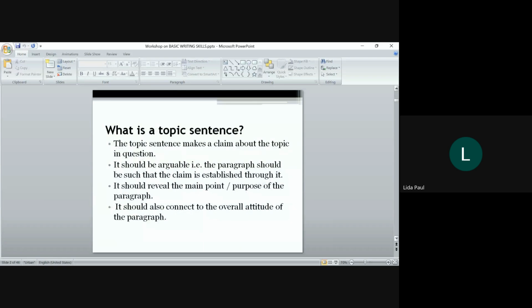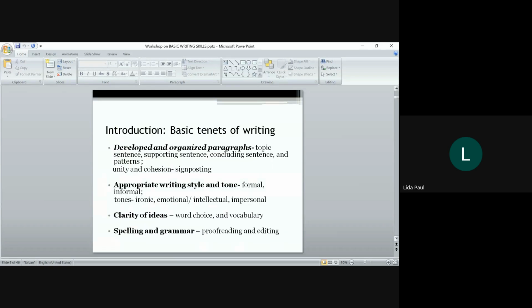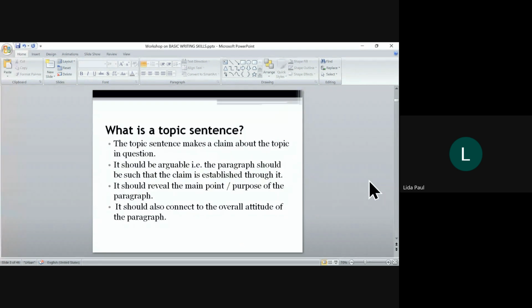Now we move on to the first part, which is developed and organized paragraph. So we're going to look at what makes a paragraph, or how you develop a paragraph. What are the components? Like you see here, it has a topic sentence, supporting sentences, and a concluding sentence. Okay. So we're going to first discuss that, and then we're going to talk about the second mini lesson, which is unity and cohesion. But before that, we'll do some activities as well.